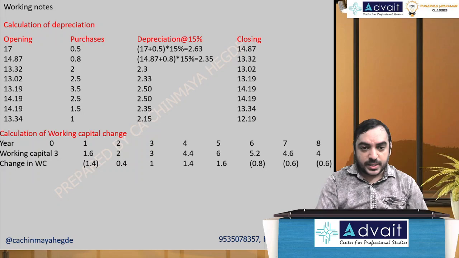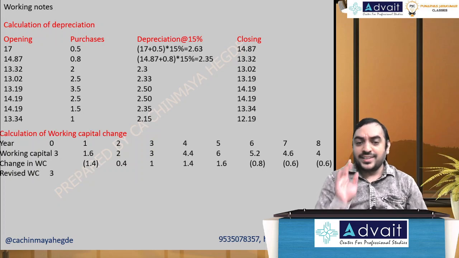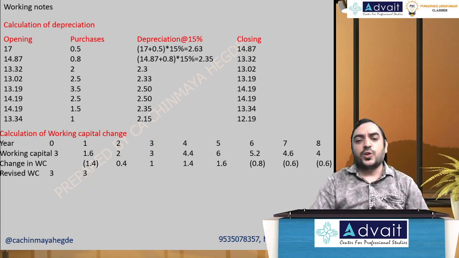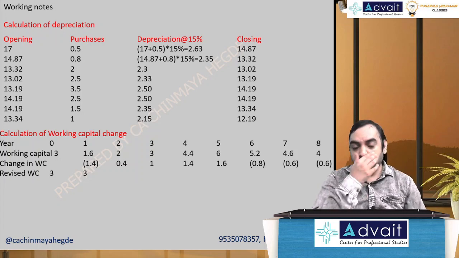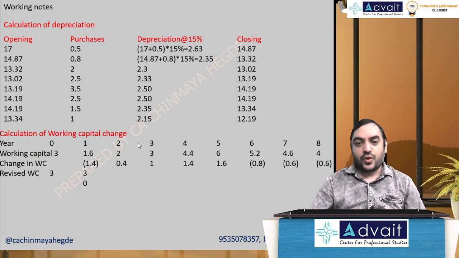I'll just say revised working capital. Opening balance is 3. Closing balance also, I'll keep it as 3 only. I hope you understand the logic behind this. So what would happen effectively in the first year? It would become 0. No change. No change in working capital required.